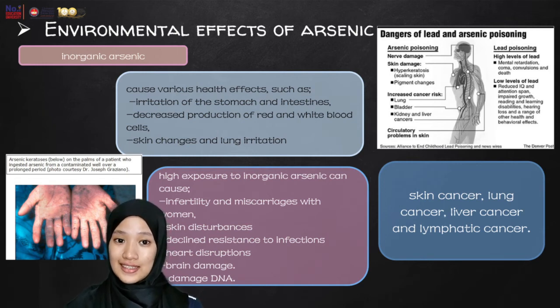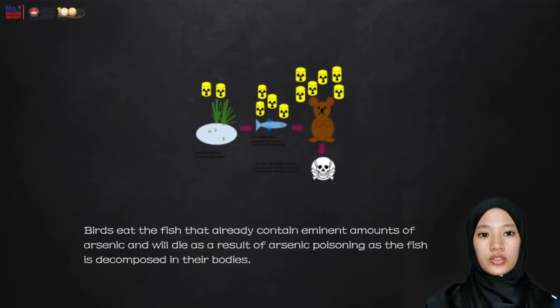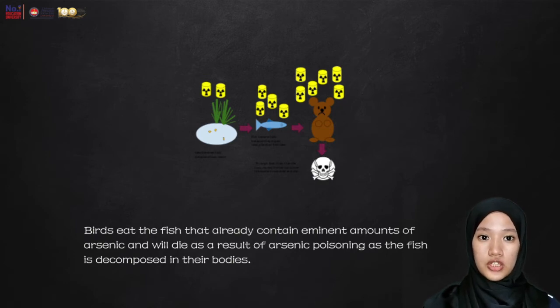But organic arsenic can cause neither cancer nor DNA damage, though exposure to high doses may cause certain effects to human health, such as nerve injury and stomach injury. The concentration of the dangerous inorganic arsenic currently present in surface water enhances the chance of alteration of genetic material of fish. This is mainly caused by accumulation of arsenic in the bodies of plants and freshwater organisms. Birds eat the fish that already contain an eminent amount of arsenic and will die as a result of arsenic poisoning as the fish is decomposed in their bodies.